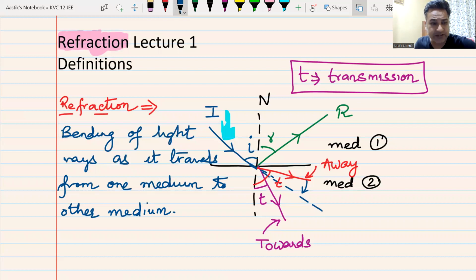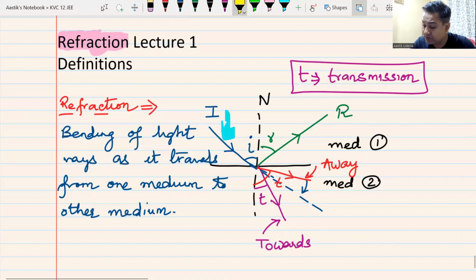This is the same definition that you might have read in your earlier classes, may it be your 8th standard or 10th standard. Remember, whatever you have done in 10th standard, the same thing we are going to do in your 12th standard. Bending of light rays as it travels from one medium to other medium is known as refraction. The same definition is valid.